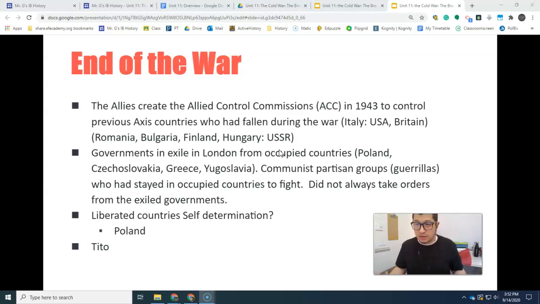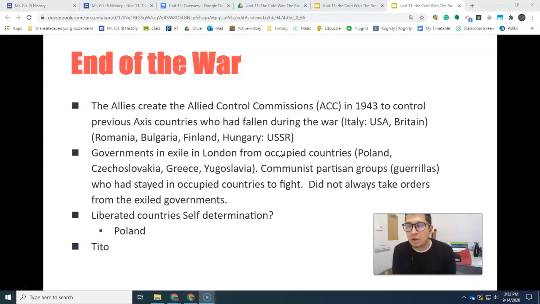Liberated countries and self-determination, right? So the Allied Control Commission and this whole idea of self-determination didn't happen. Places like Poland, it doesn't happen, and we're going to talk about that when we get to, I think, 11.3. That'll make a little bit more sense. But Stalin kind of does what he wants to do, and again, it starts this idea of a conflict very, very early on, and even into World War II, right?